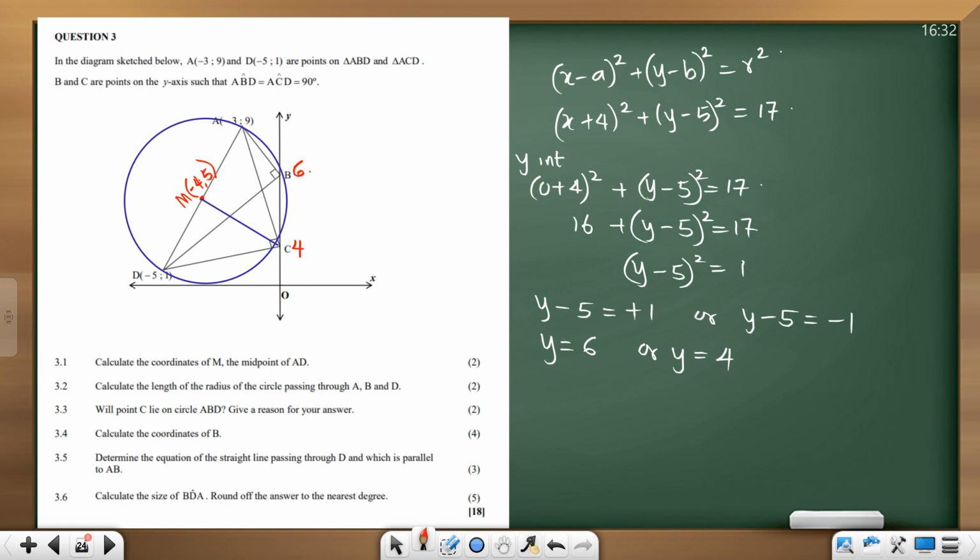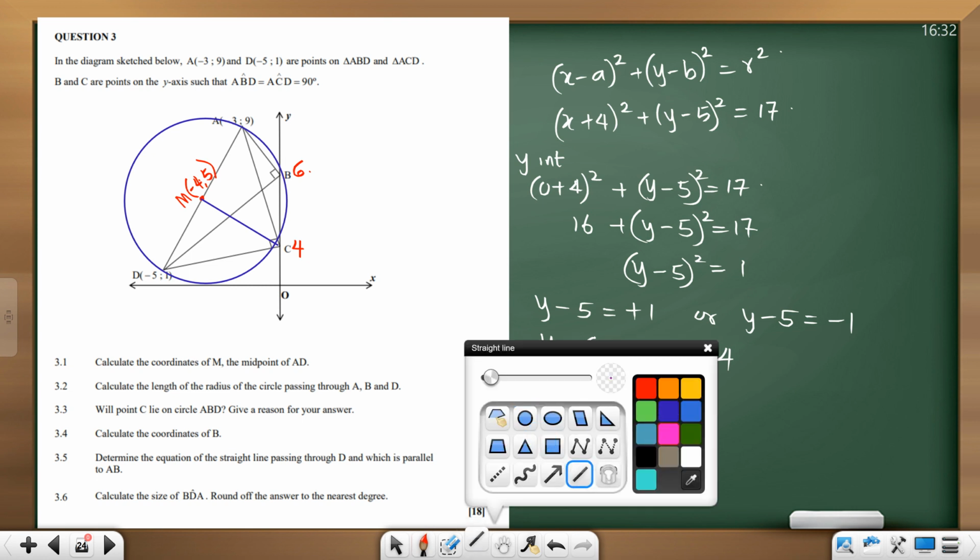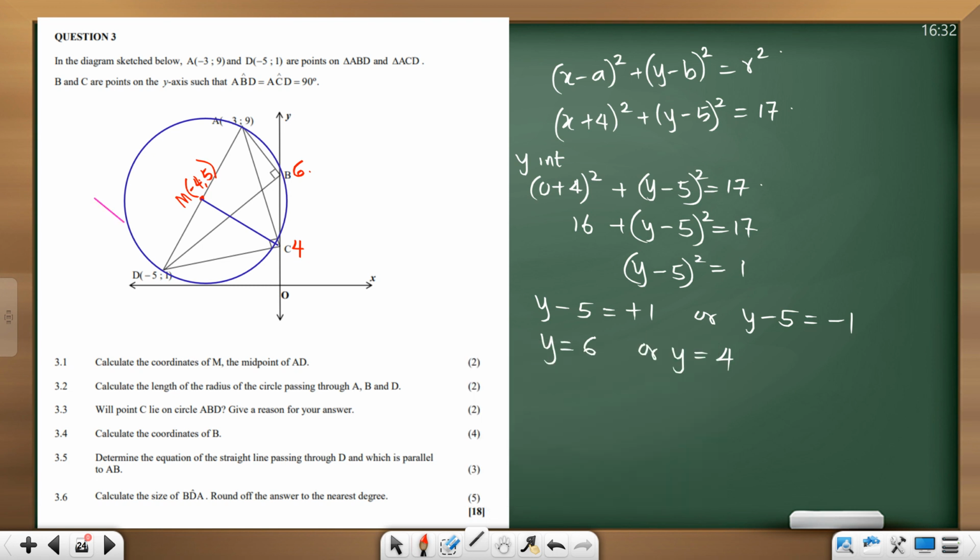Determine the equation of a straight line passing through D. You know, I like to draw. It makes life a lot easier for me. A straight line passing through D. So let's have a line passing through D, which is parallel to AB. Already, what concept are they telling us? Parallel lines have equal what? Gradient. Okay? Parallel lines have equal gradient.